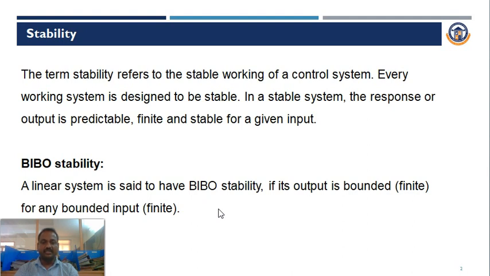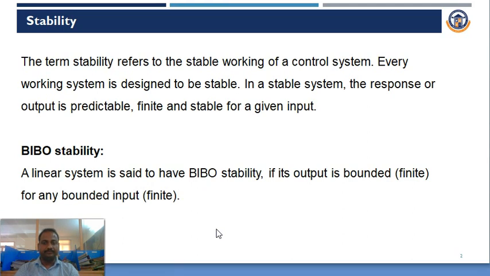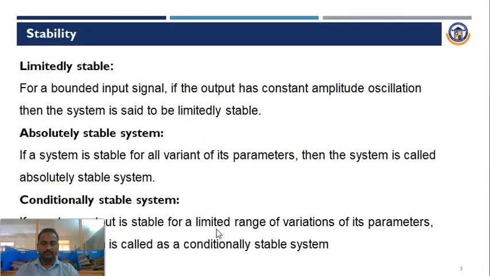So what is BIBO stability? That is bounded input, bounded output stability. A linear system is said to be bounded input, bounded output stable if its output is bounded, that is finite, for any bounded input. Next, limitedly stable for a bounded input signal.